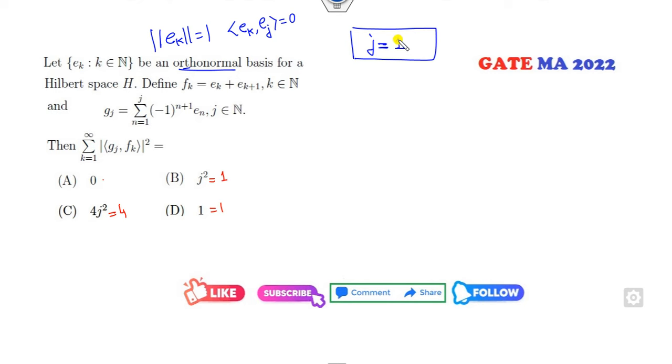So I can change the value of j. If I choose j as 2, what is that? It's 0, it is 4, it is 1, it is 16. So now all are different. So let's say 2. So k and g. Okay, so what is g of 2? Fine, so j is 2. So minus 1 of n plus 1 e of n. So if I substitute 1, it is e1 minus e2.